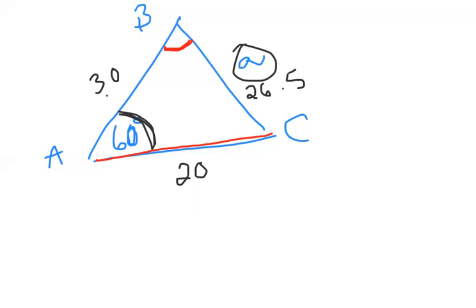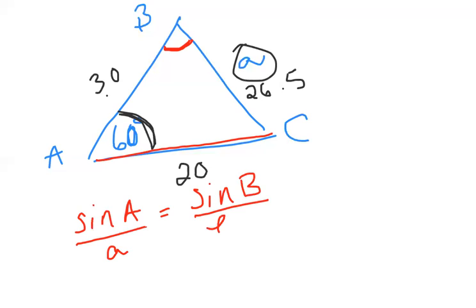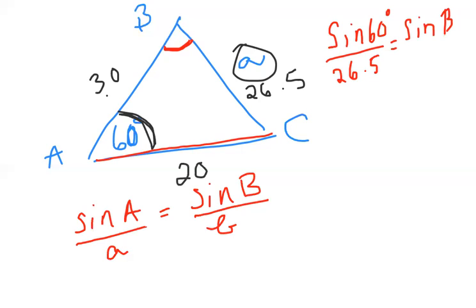So we're going to do sine of angle A over the length of side A is equal to sine of angle B over the length of side B. So when we set it up, this is what we're going to end up with: sine of 60 degrees over 26.5 is equal to sine of B, because we don't know what it is, over 20.